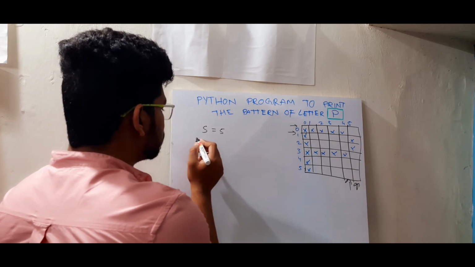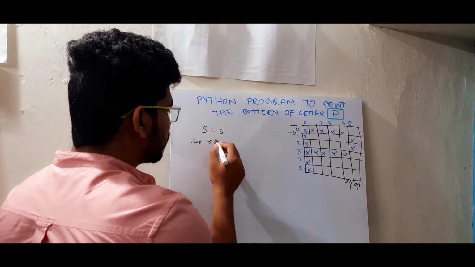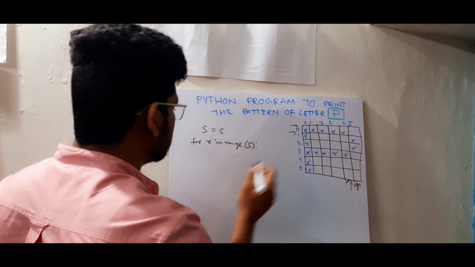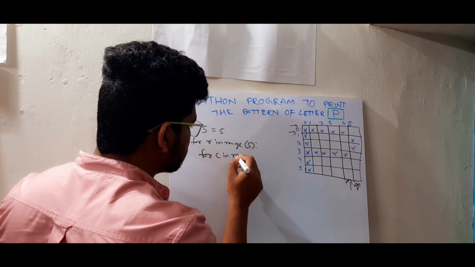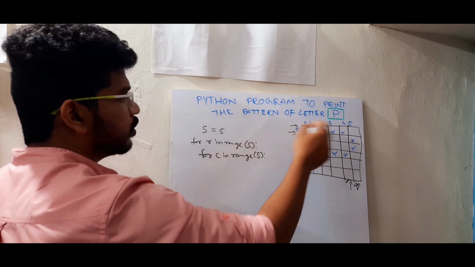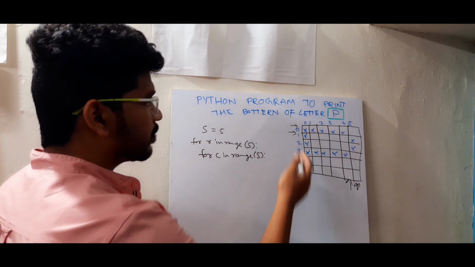Initially, as usual, we'll take two loops. For R means rows, for R in range of S, for C in range of S, C means columns. We took two for loops, one for rows and one for columns. Now I'll write conditions for printing these stars.